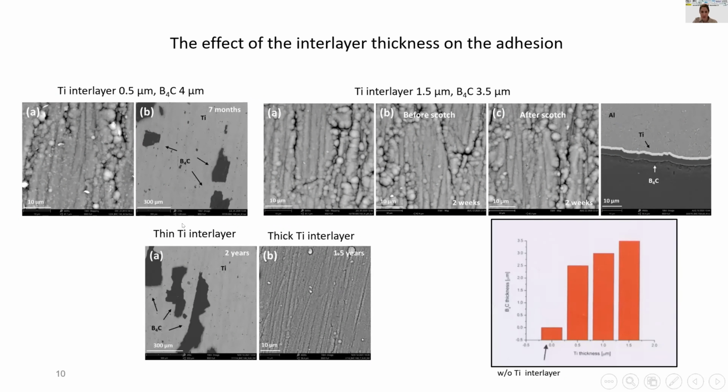We also probed the effect of the titanium interlayer. I'll just show it quickly. We prepared a boron coating on a thick titanium interlayer or on a thin titanium one, and you can see the result after 1.5 years. A thick boron coating on a thin titanium layer remained fully adhered to the surface.